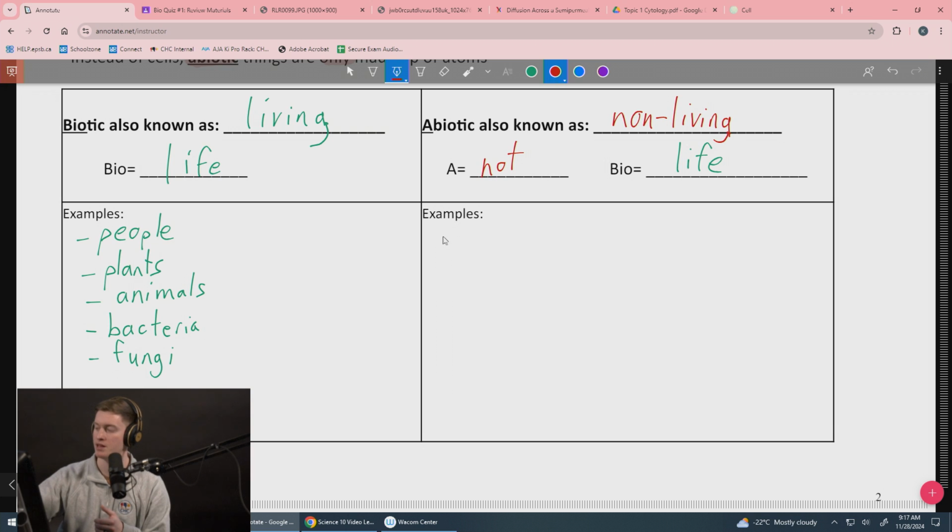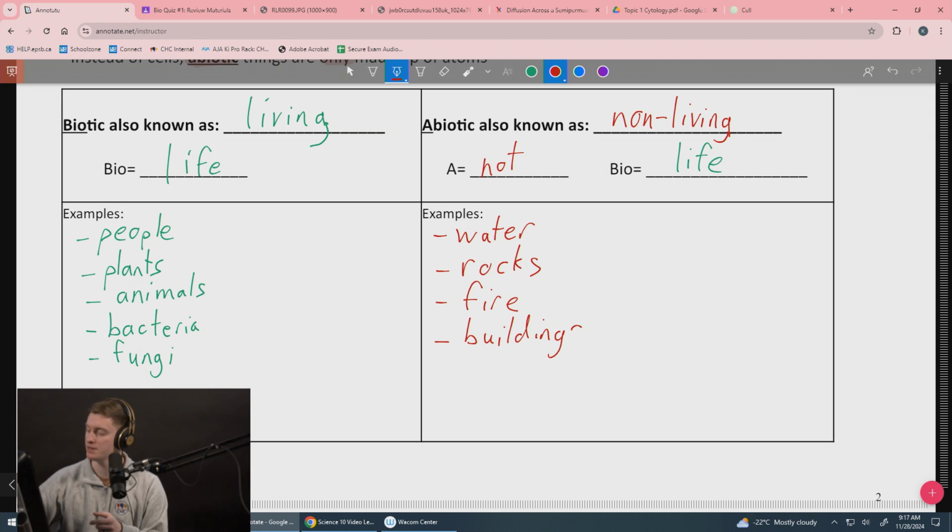Things that are not living would be things like water. Water is made up of the atoms, hydrogen and oxygen, but it's not made up of cells. It's not a living thing. Rocks are not living. Fire is not a living thing. Buildings, I guess unless you live inside of a tree, buildings are not living things. Your car is not a living thing. Air is not a living thing.